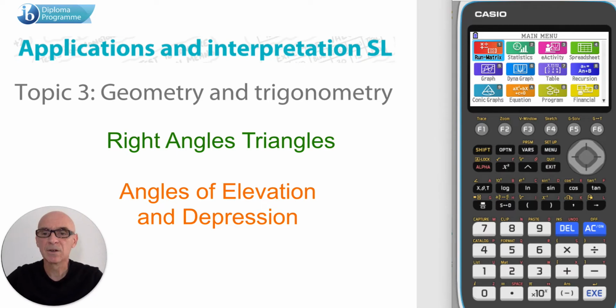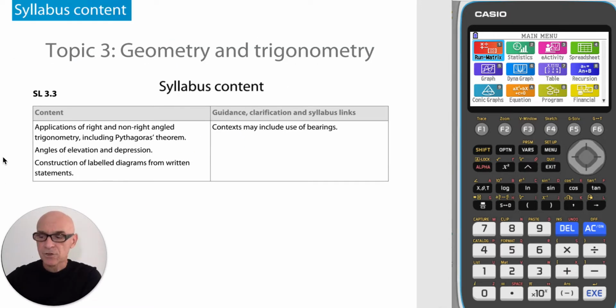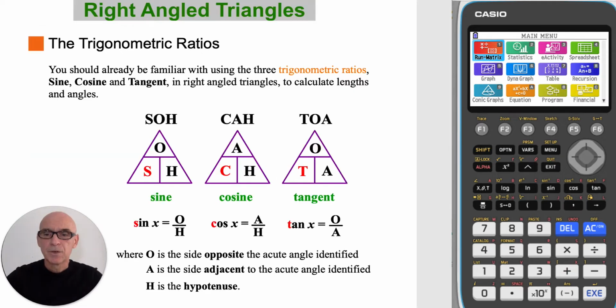Hello, this video is on right-angled triangles. Specifically, it's on angles of elevation and depression, as shown here in the syllabus. You should already be familiar with using the three trigonometric ratios, sine, cosine and tangent, in right-angled triangles to calculate lengths and angles.